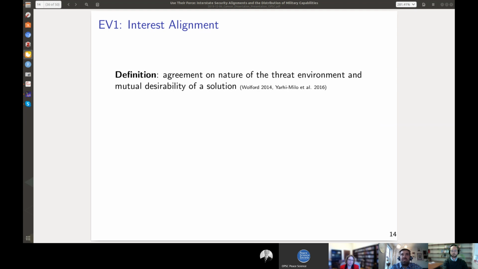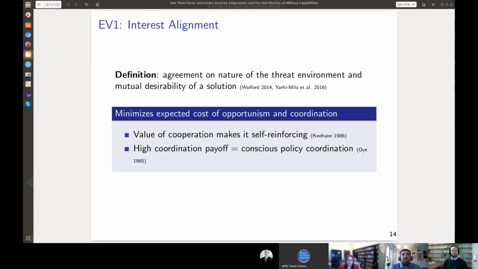So interest alignment is when states agree on the nature of the threat environment and the mutual desirability of a particular way of addressing that threat. This includes things like how salient is a particular threat, how much of a priority is it for states, the short or long-term nature of a threat, and how we deal with it. And as states have higher interest alignment, that can minimize the expected cost of opportunism and coordination because it increases the value of cooperation, makes it self-reinforcing.